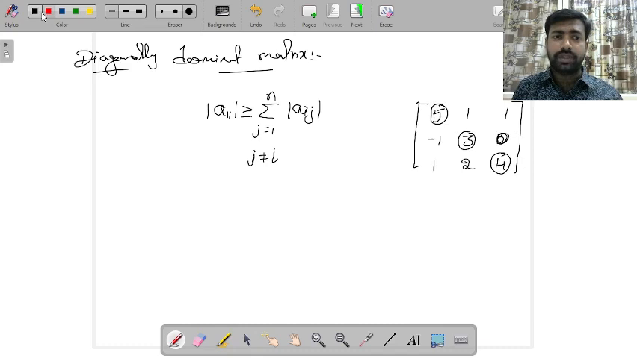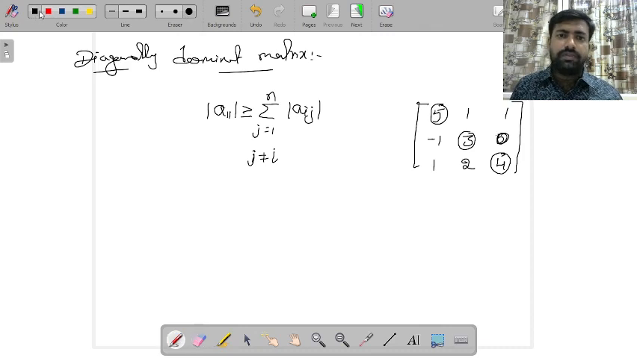Moreover, this matrix is strictly diagonally dominant, because we got a strict inequality everywhere; nowhere is it equal. a11 is strictly greater than the sum of the rest of these two entries. Similarly, a22 is greater than modulus of a21 plus modulus of a23. That is all.